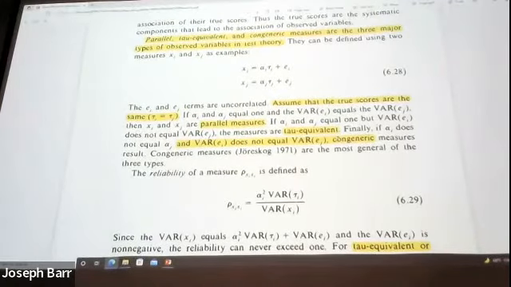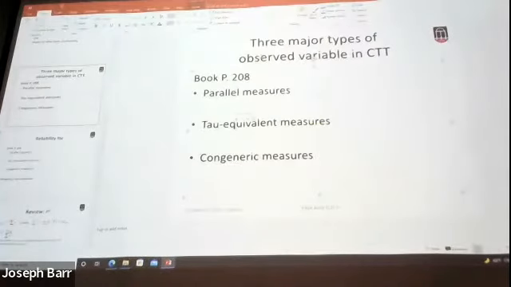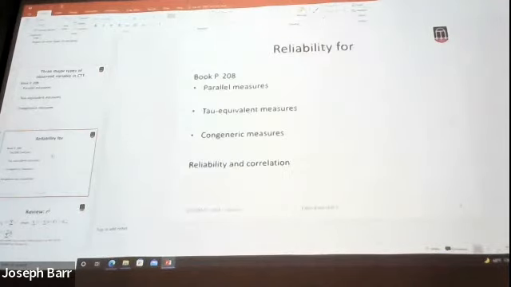Okay, so three concepts. Congeneric measures are the most general case. In real life, maybe we have just congeneric measures. Parallel measures are very, very strict. So these are the 3 types of CTT, and then reliability is based on these different types. We can have different forms.